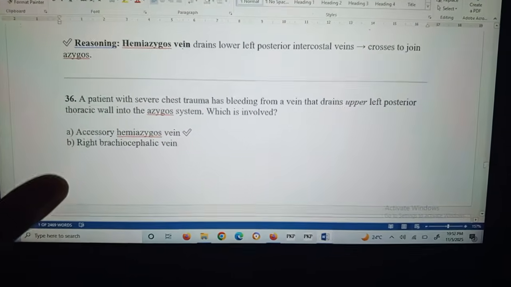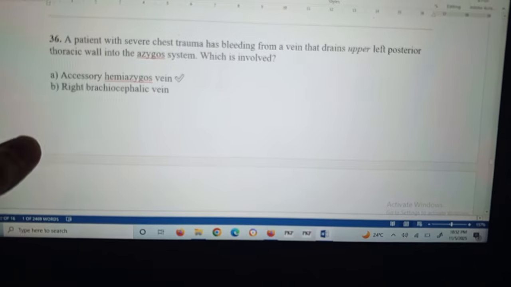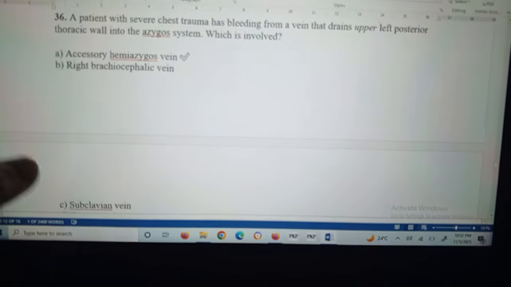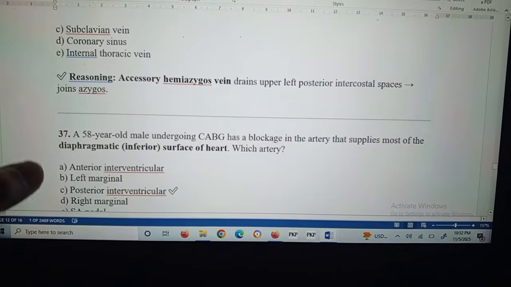A patient with severe chest trauma has bleeding from a vein that drains the upper left thoracic wall into the azygos system. Which vein is involved? Accessory hemiazygos vein is involved because it drains the upper left posterior intercostal spaces and joins the azygos.